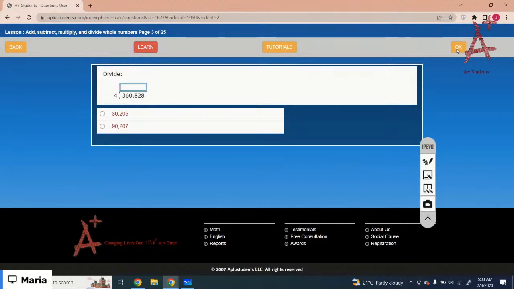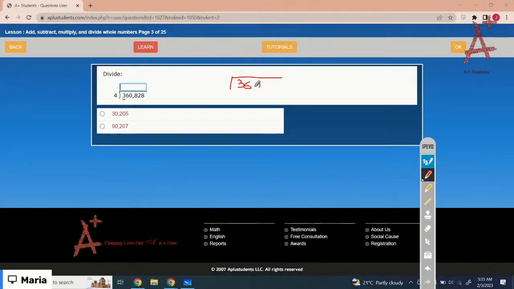Okay, the next one is you have to divide. Got it? So let's start with the division. Let's start with the first digit 3. 3 is smaller than 4. So we cannot divide 3 by 4. You have to make it 36. You have to count the table of 4 until 36. So 4 times what number is 36? 4 times 9 is 36. Got it? 36 take away 36 is 0.